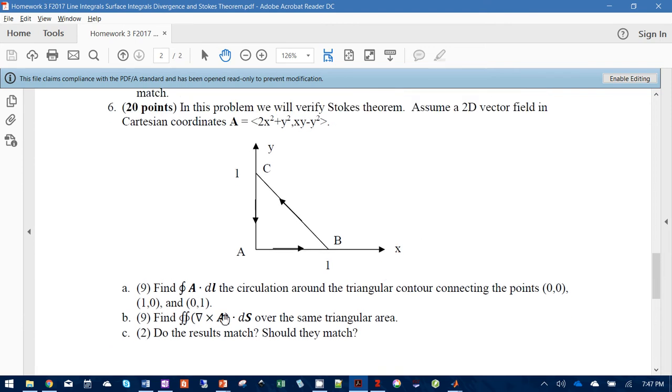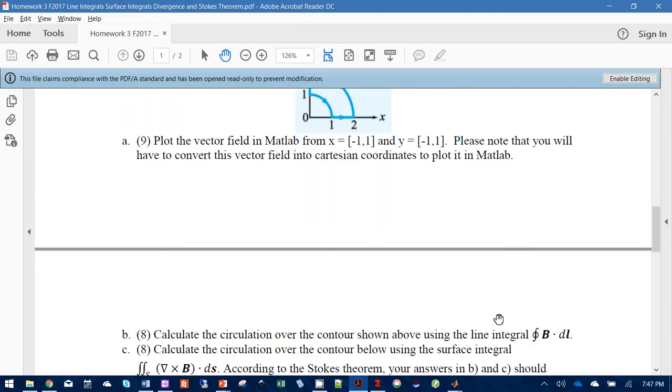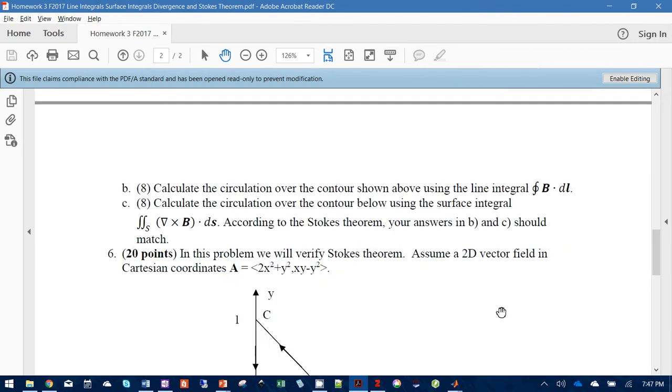So in part A, you're going to use the circulation. In part B, you're going to use the integral of the curl, and both of the answers should match. Similarly in 5. The reason I'm giving you similar types of problems just in different coordinate systems is so that you can get practice in different coordinate systems. And in these problems, you're going to do a lot of surface integrals and a lot of volume integrals, so it'll just give you the practice that you need to feel comfortable with this kind of stuff.